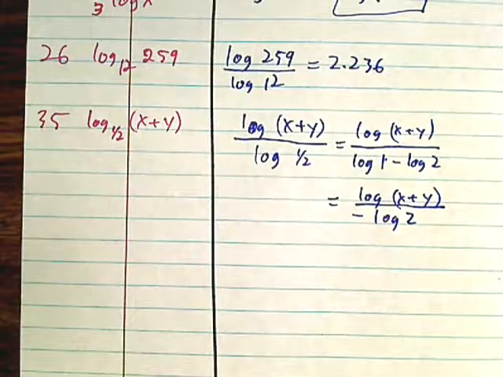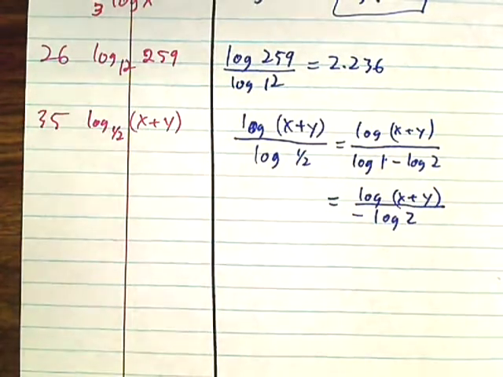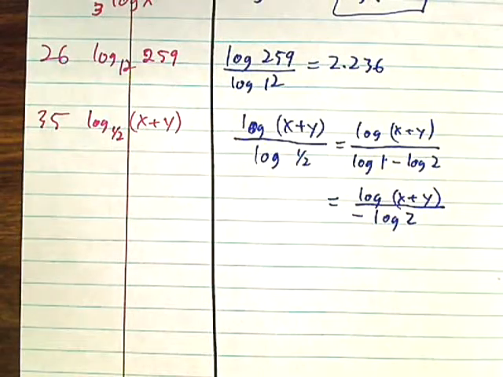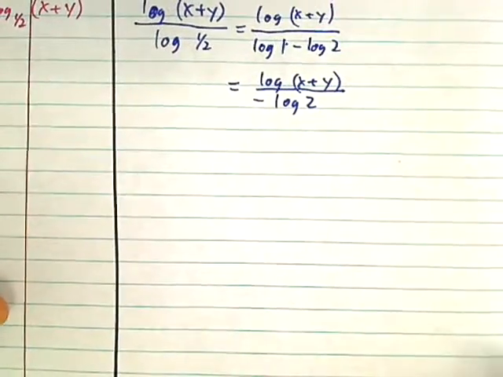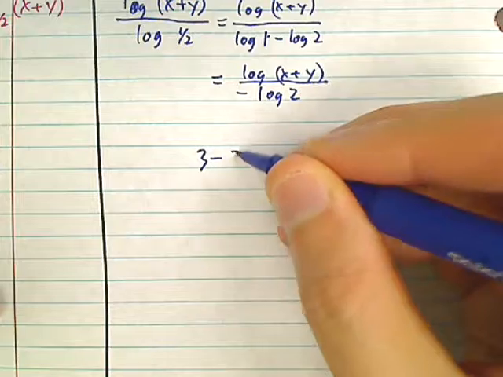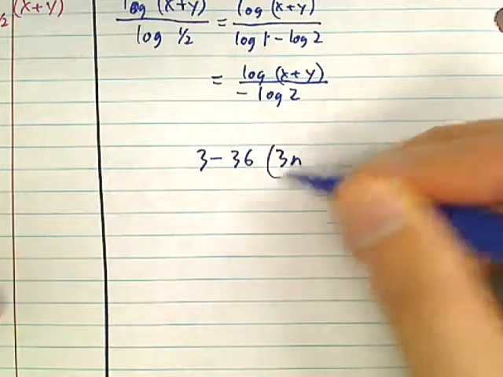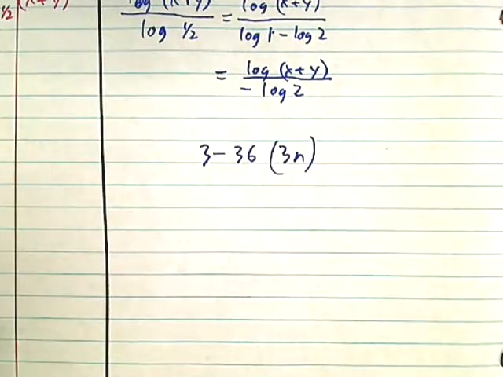Go ahead and do your 3 questions. Hope your 3 questions are wonderful. I'd like you to do 3 through 36, 3N. And this is it for Chapter 3. After you do this assignment, you can kiss it goodbye. Say, forget you, Chapter 3. Chapter 4, woohoo!